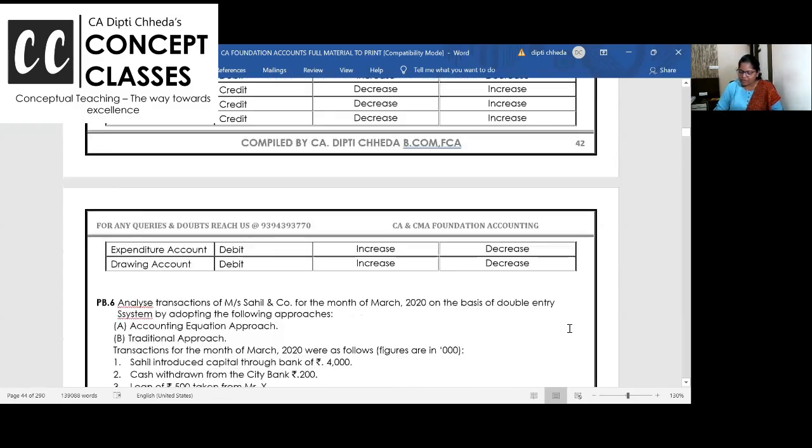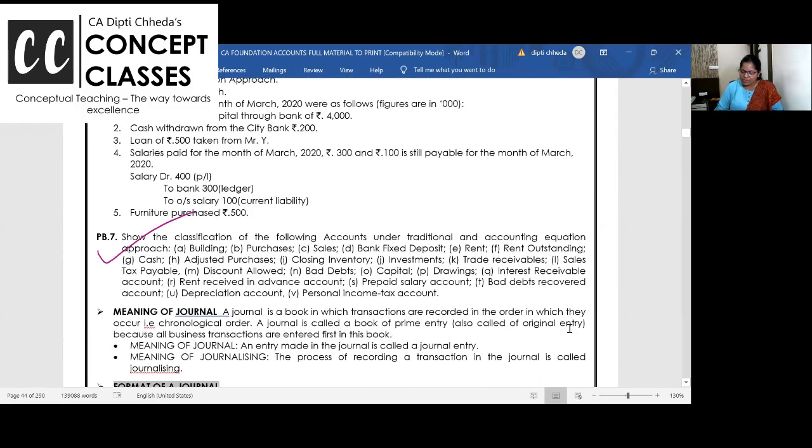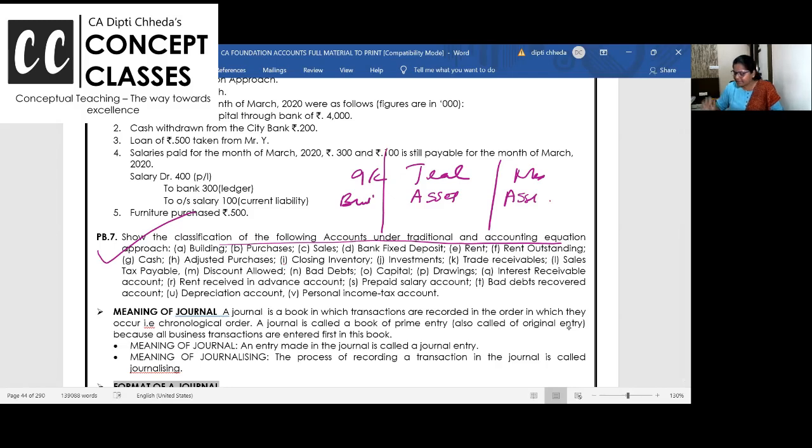It's again a super true and false MCQ. Show the classification of accounts. So you do like this. Account, traditional approach, modern approach. Building, traditional approach, it's asset. Modern approach may be building is asset only. Like this you do, I will check it in the next class.